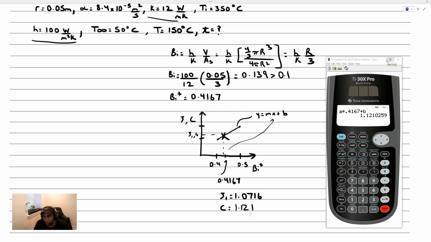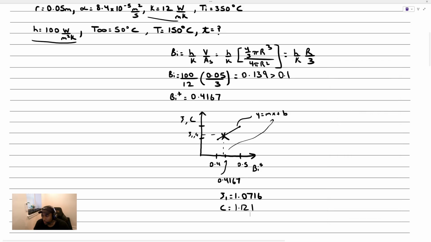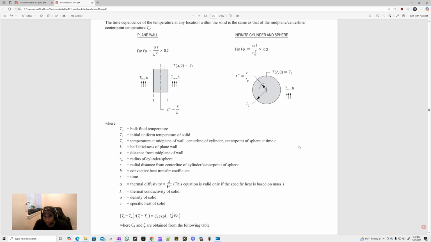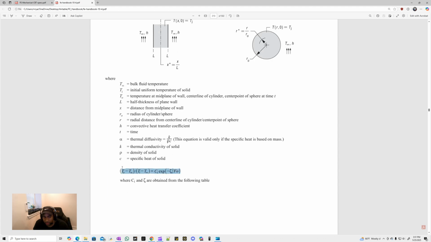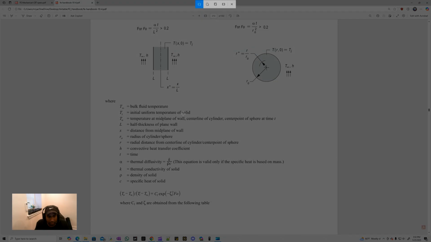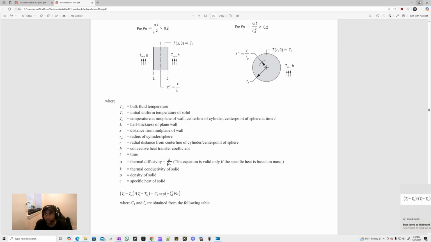And that's pretty much all we needed the calculator for. So I'm going to get rid of this now, and we're going to go ahead to solving the problem again. Now that we have that zeta and C1, we just need to solve this equation here for our time. And the time comes in that Fourier term. The Fourier term is given right up here, alpha t over r naught squared. Let's go ahead and plug into this equation, do some algebra, and then we'll be able to solve.